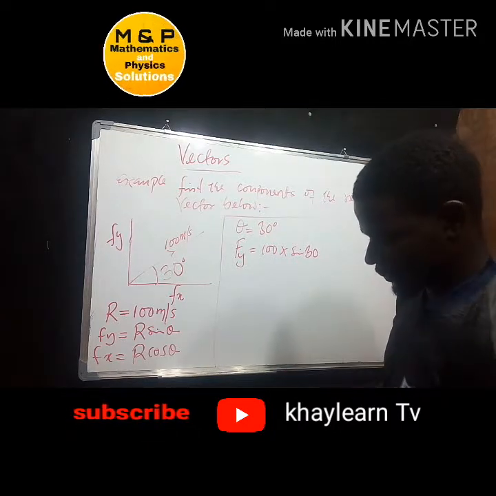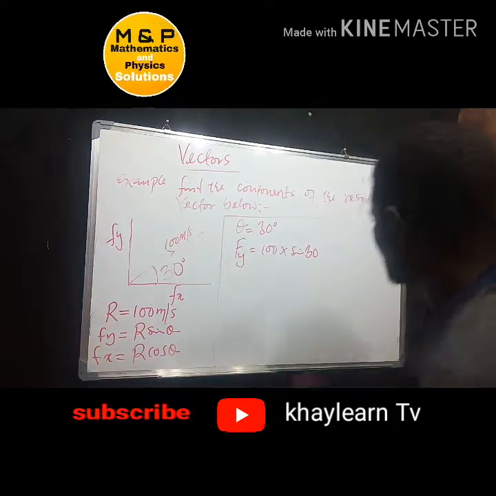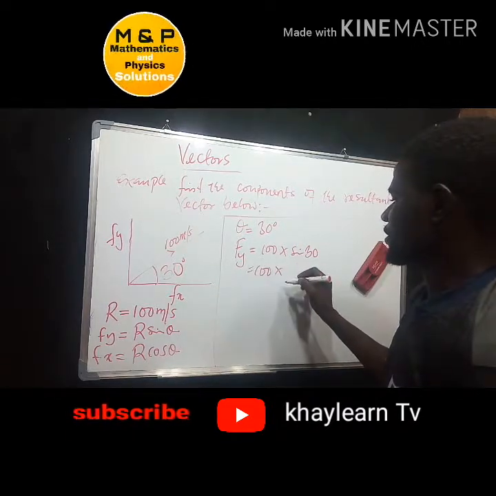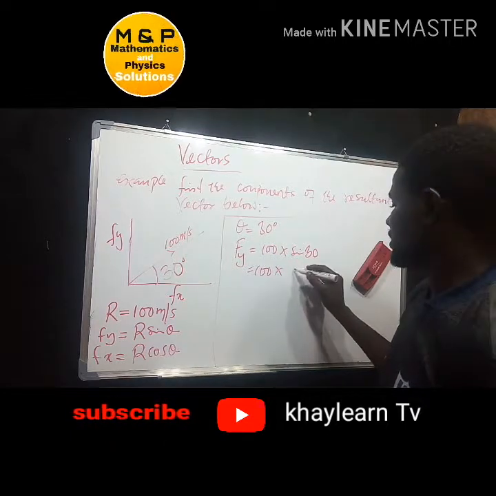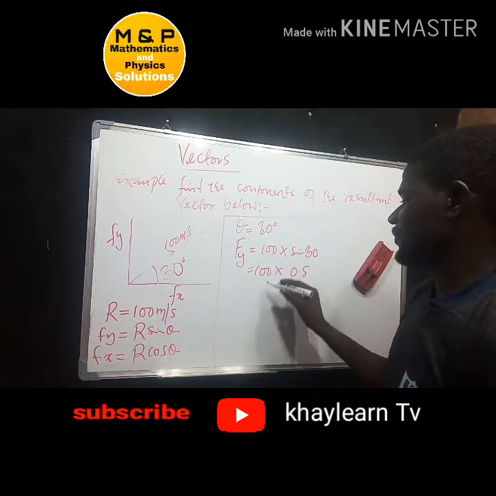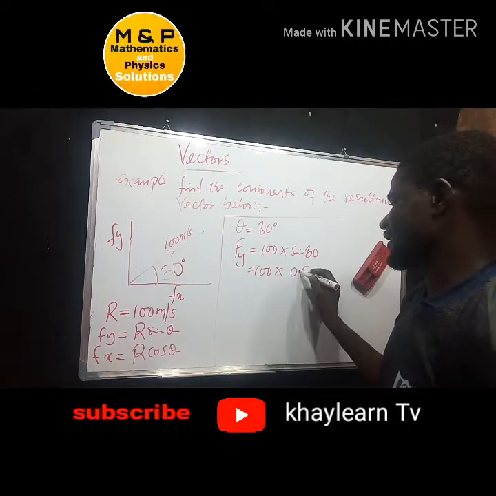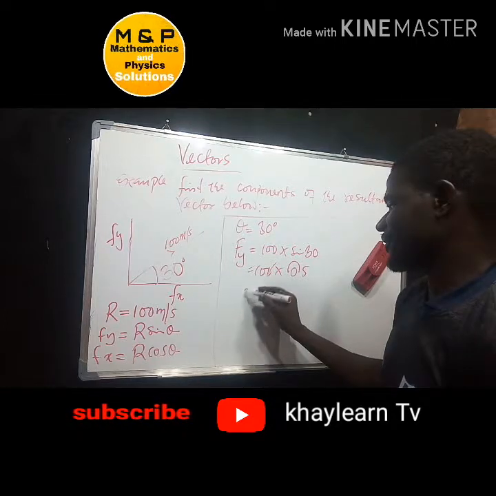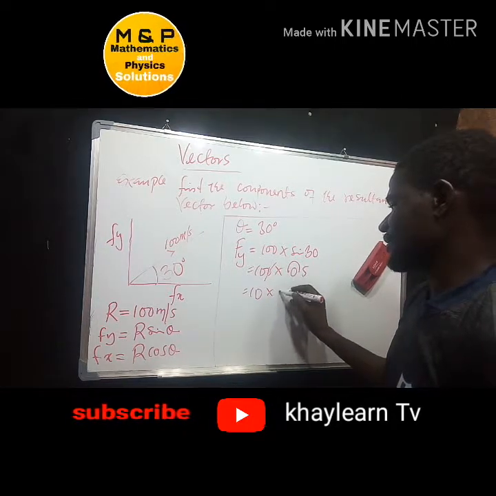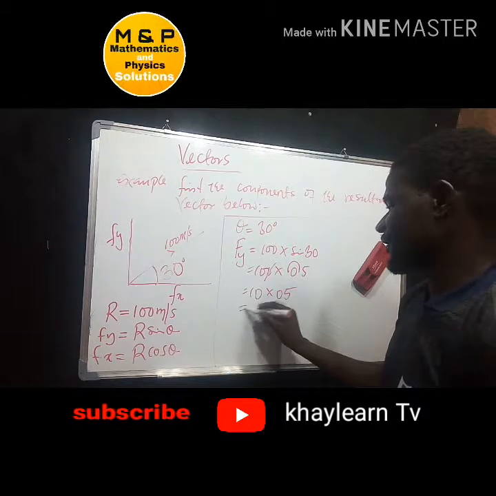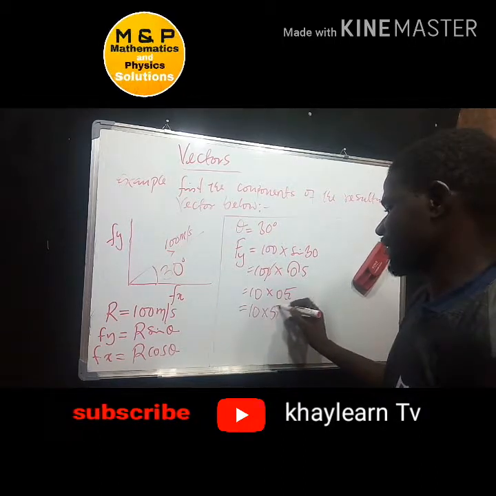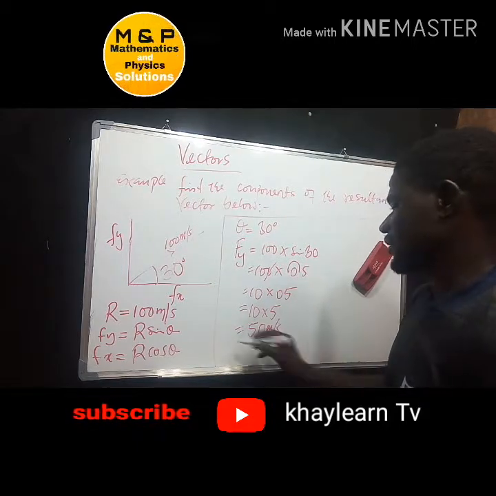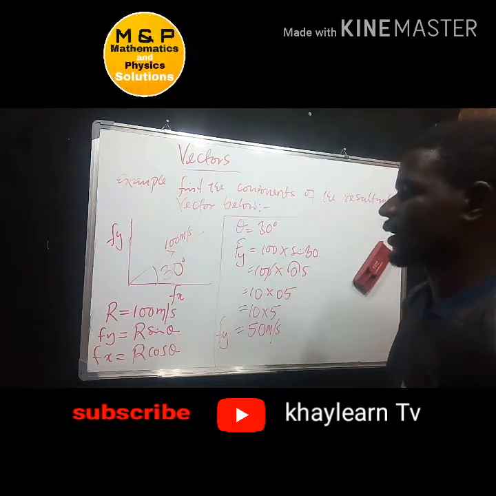So next I have 100 times sine 30. You all know sine 30 is 0.5. When you multiply this, what we have is 100 times 0.5, which is 50 meters per second. That is Fy.